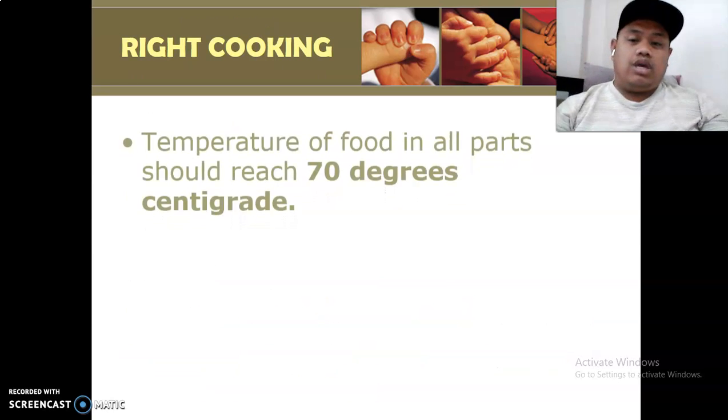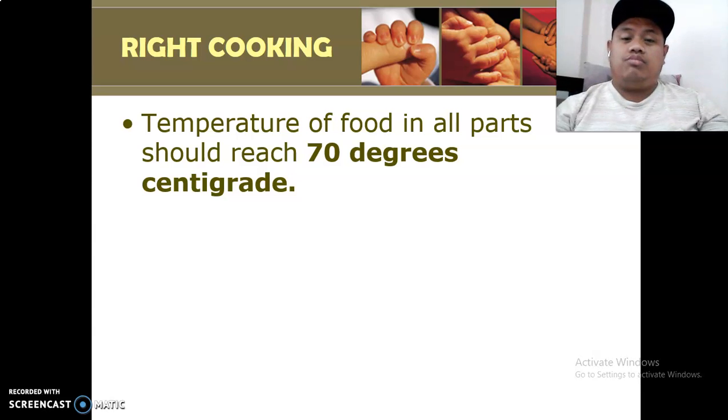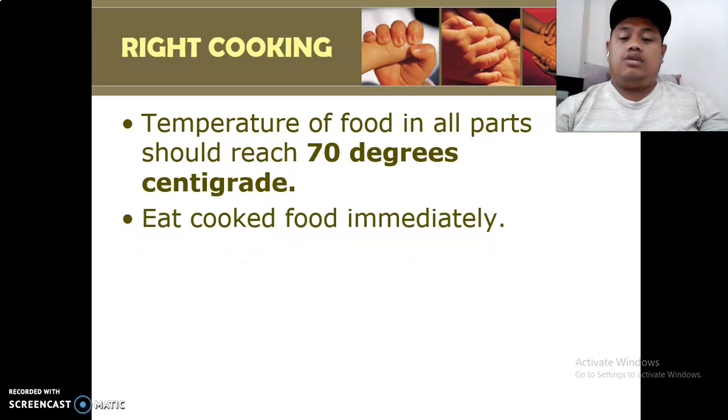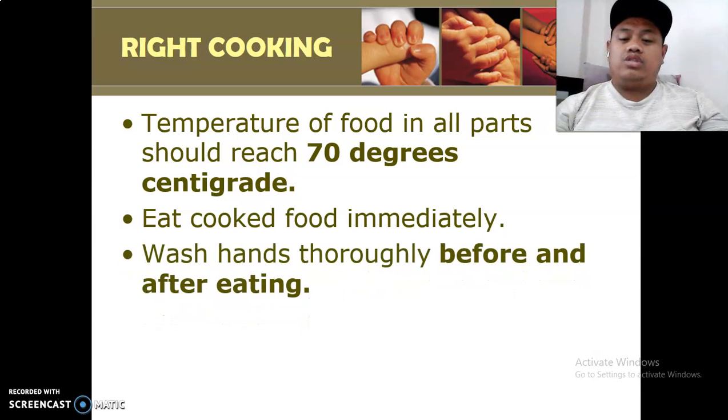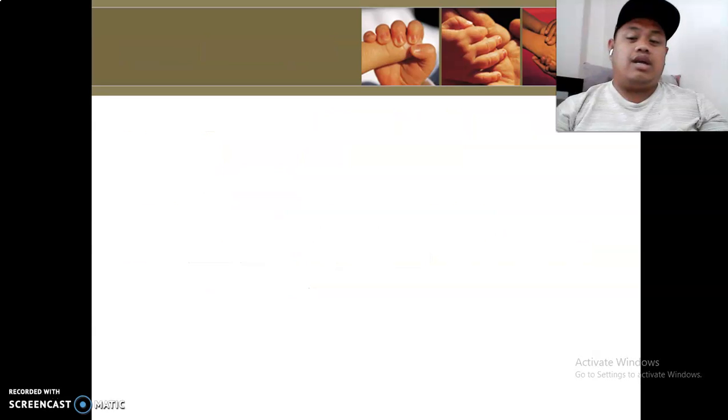Another one is right cooking. For the right cooking, you always need to make sure that the temperature of foods in all parts reaches 70 degrees centigrade. It means that the food is well cooked. Another one is that you eat cooked food immediately. Foods are better if they're still hot, especially warm foods. And you always wash hands thoroughly before and after eating. That's very basic, and we need to teach this even to our kids.